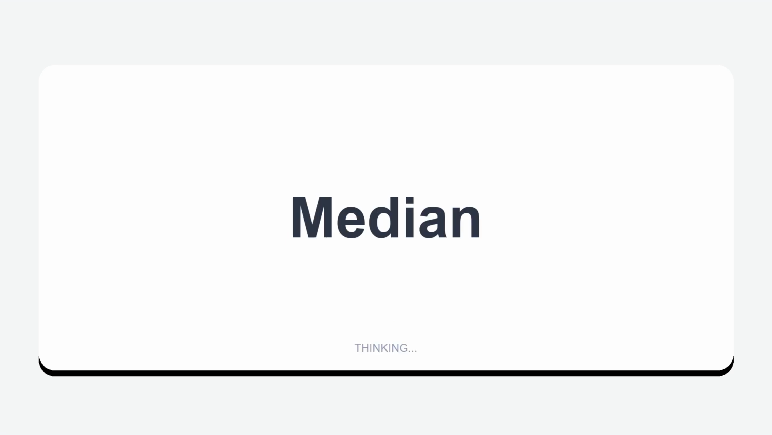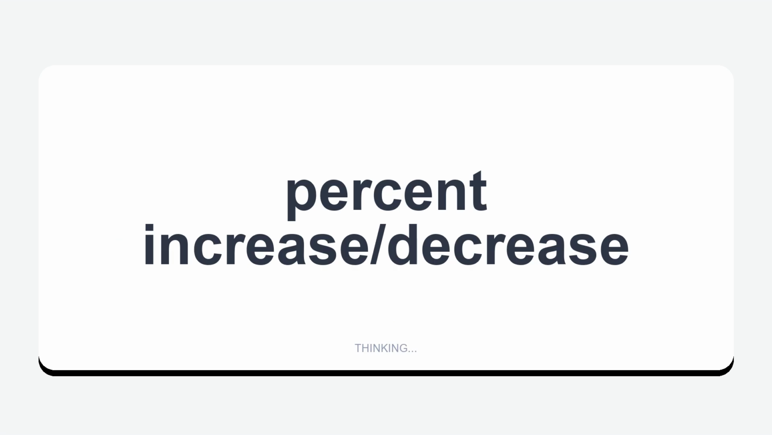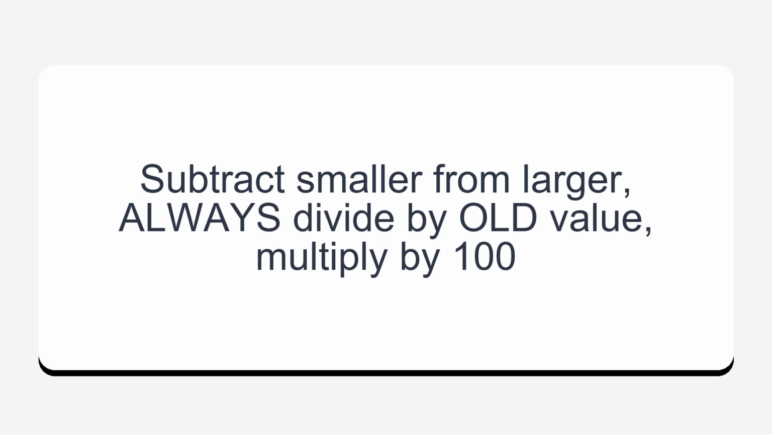Median: the middle number in a set of numbers that are listed in order. Percent increase or decrease: subtract smaller from larger, always divide by the old value, multiply by 100.